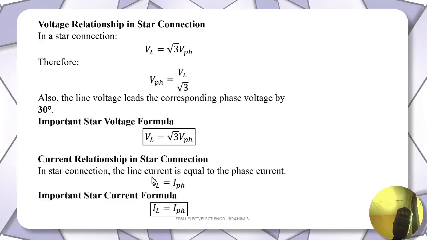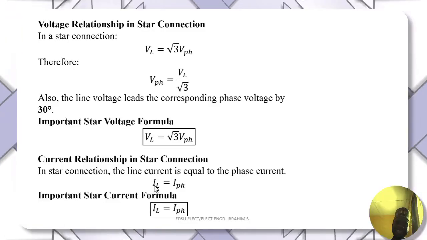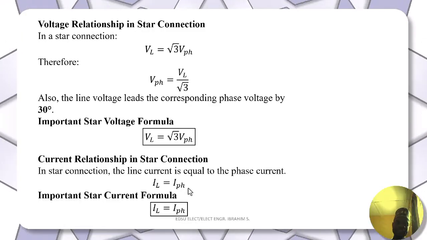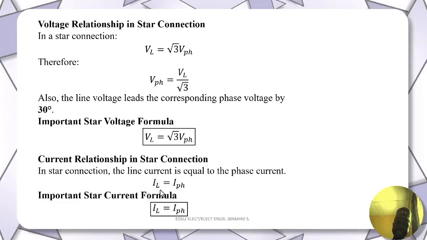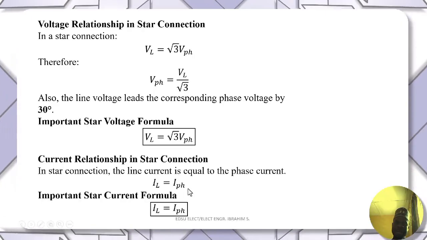Now, what about the current? In star connection, the line current equals the phase current. So it means my I line is the same as my I phase.